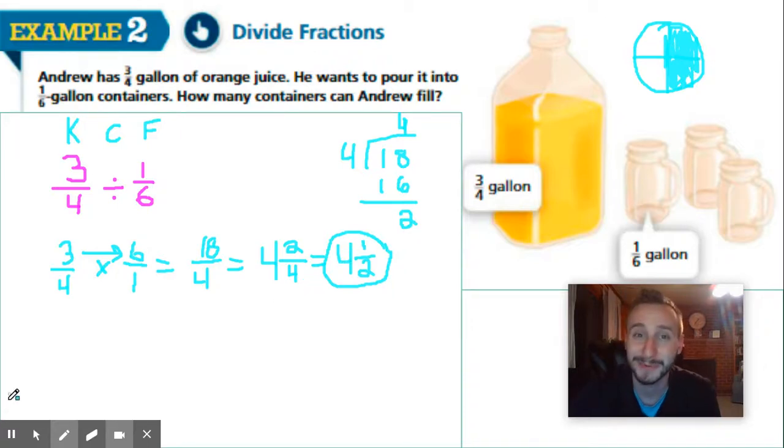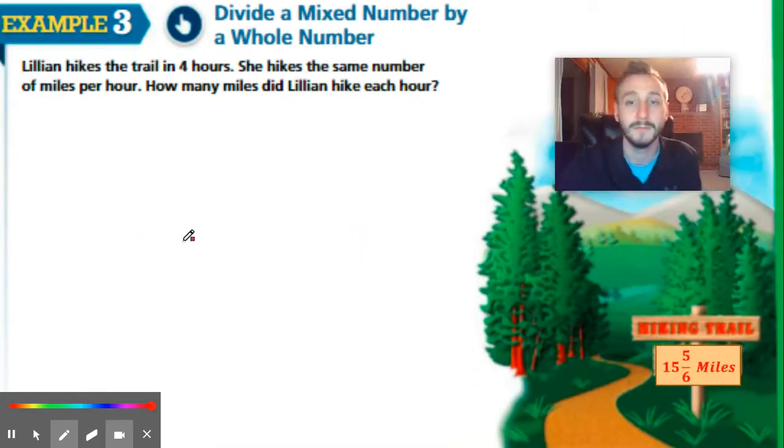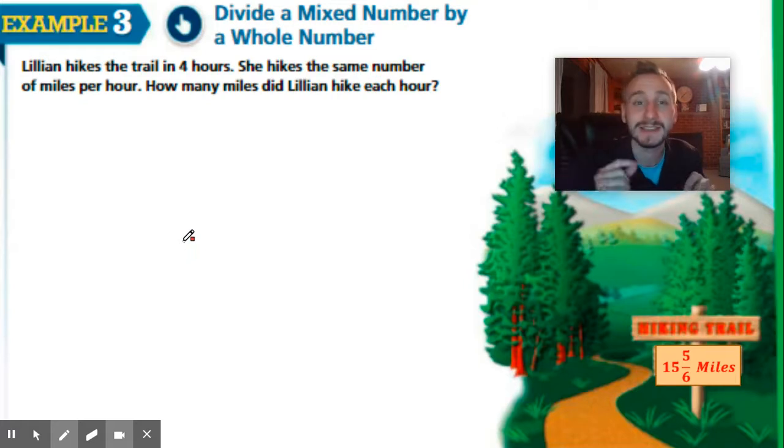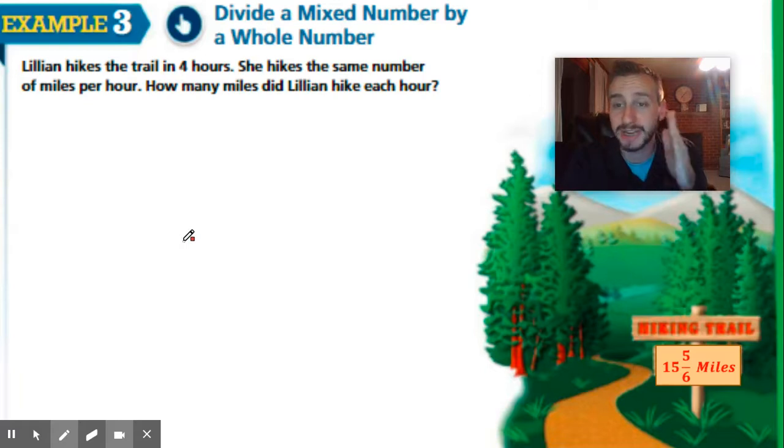Let's try one more example. All right, so let's try this one. Now, this one's going to be a little bit more tricky because it involves a mixed number. So it says Lillian hikes the trail in 4 hours. She hikes the same number of miles per hour. So every hour she's hiking the exact same amount. How many miles did Lillian hike each hour?